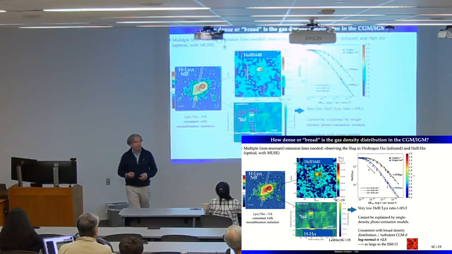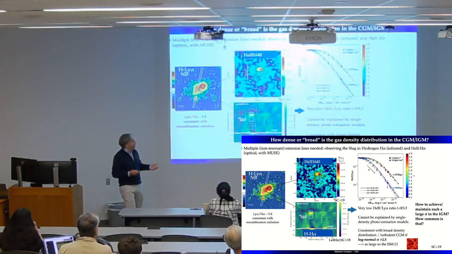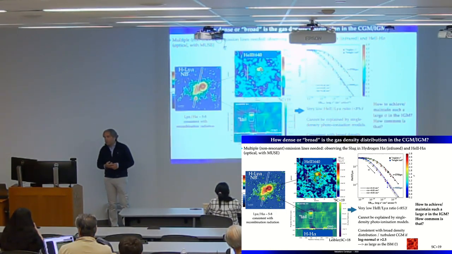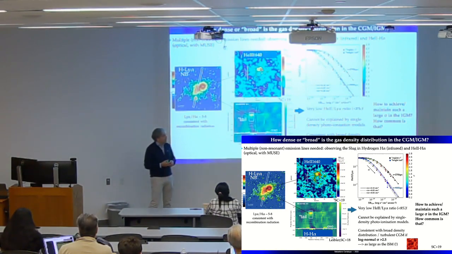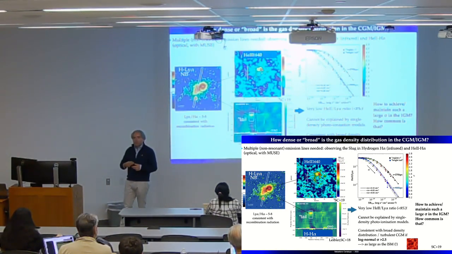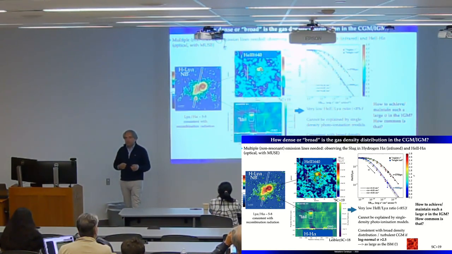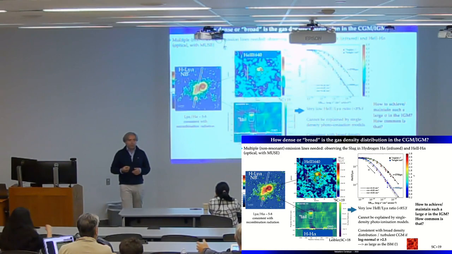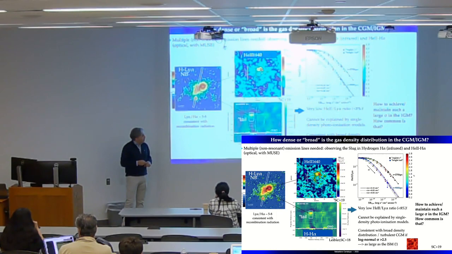And we've been able to detect helium-2. This is an IFU optimally extracted image. The line ratio of Lyman alpha over H alpha is consistent with recombination radiation, but the big mystery is that the helium-2 versus H alpha ratio is very low, less than 8%. And this low ratio, there is no way you can explain it using photoionization models with a single density, which is telling you maybe something obvious, but it was not obvious 10 years ago. The CGM is multi-phase.